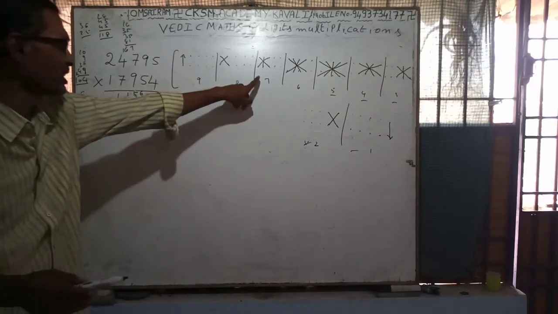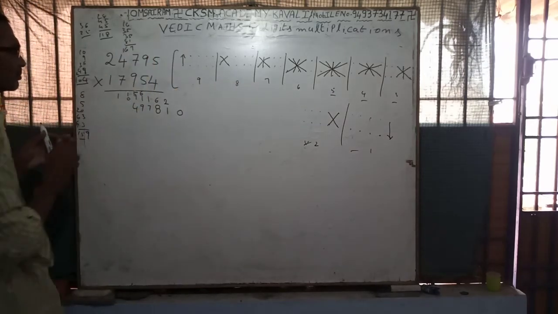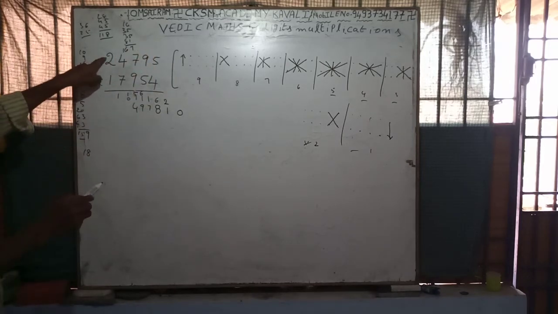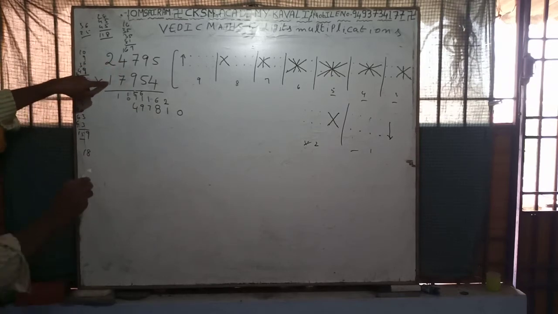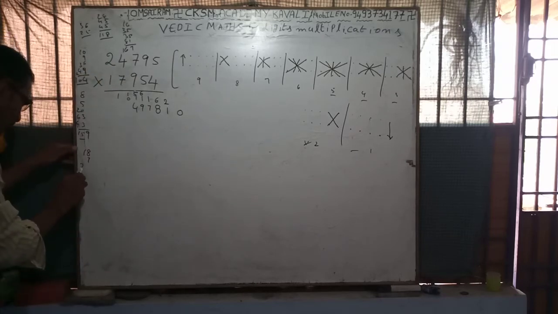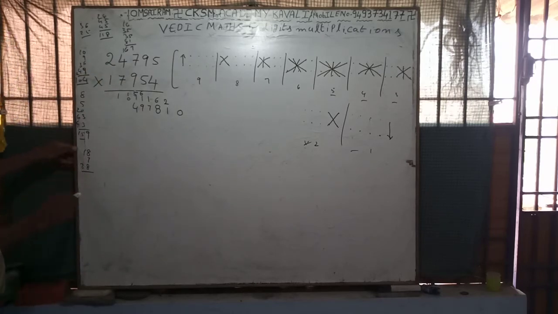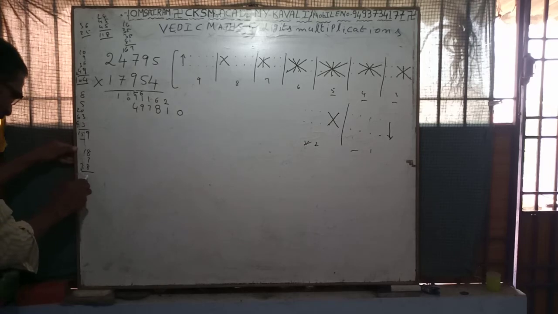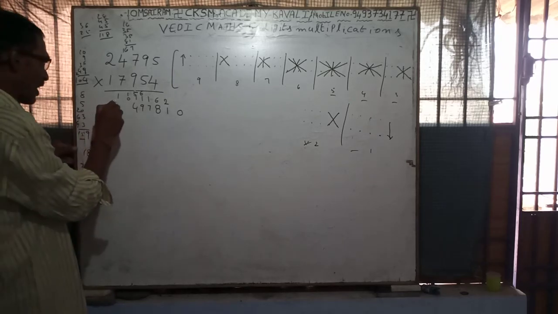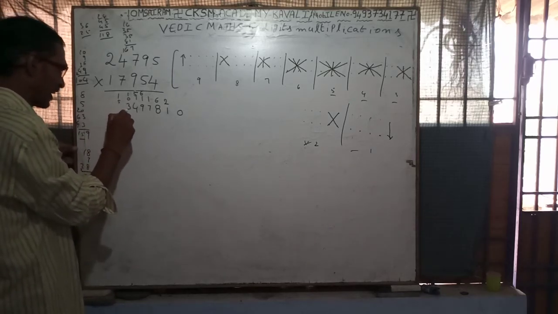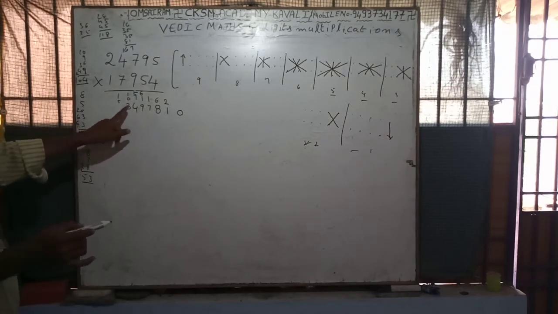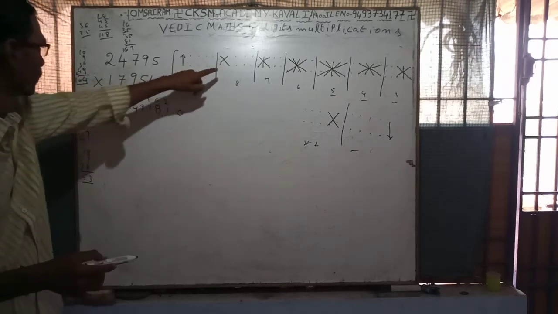Next we go to the 7th step. The 7th step means we close these two. 9 2s are 18. 7 1s are 7. 7 4s are 28. So 8 plus 8 is 16. 16 plus 7 is 23. 2 plus 2 is 4. 4 plus 1 is 5. So 53. We write 5 here and 3 here. The 7th step is over. Next we go to the 8th step.